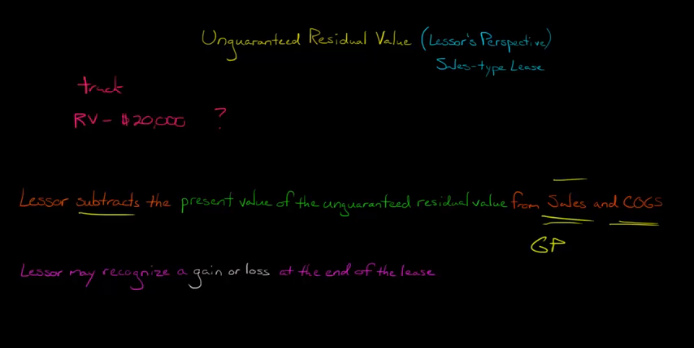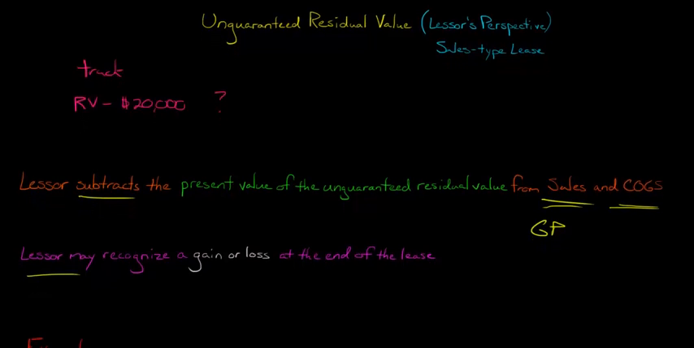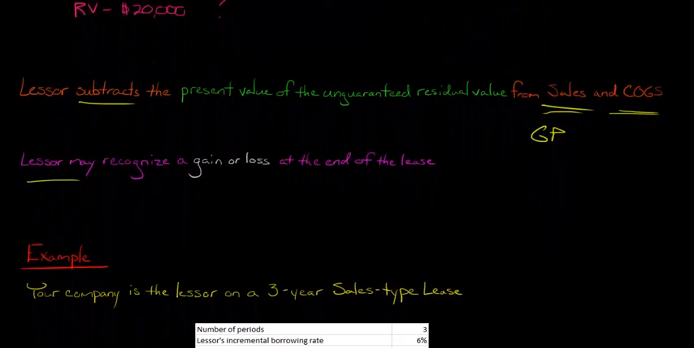But your sales are going to go down, and your cost of goods sold are going to be lower when you recognize those things at the outset of the lease. In addition, as the lessor, you may have to recognize a gain or a loss at the end of the lease if there's a difference between the residual value that you had predicted and the actual value of the asset when you get it back. So let me show you how this all comes together with an example.